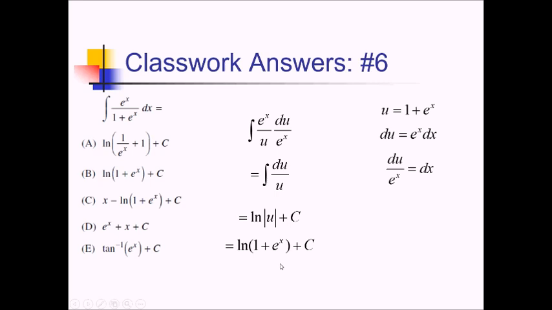which is going to give us answer choice B. And if you're wondering where the absolute value went, well, e to the x is always positive. You're adding 1, so this thing can't come out negative anyway.